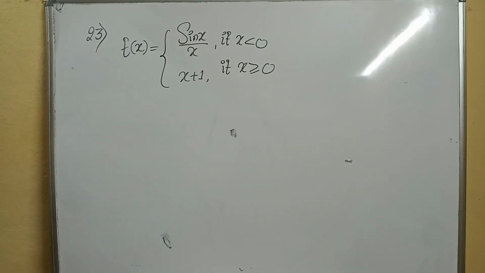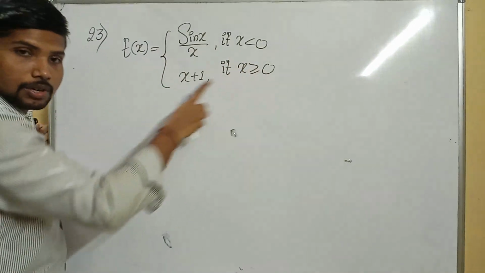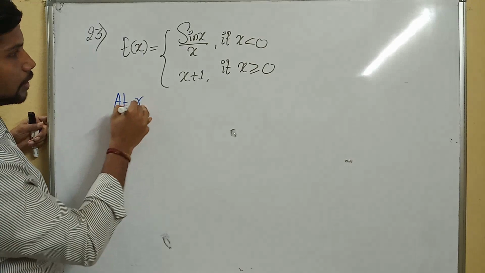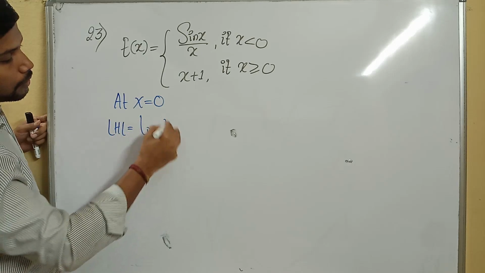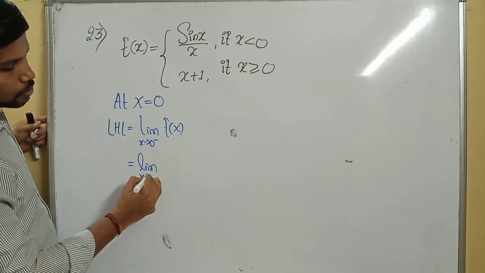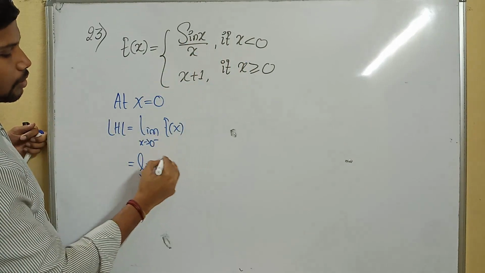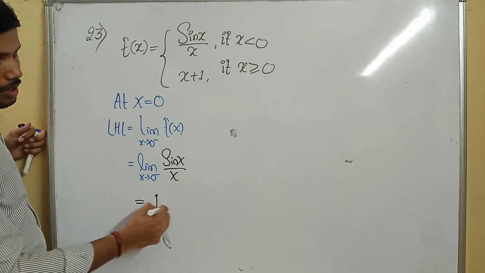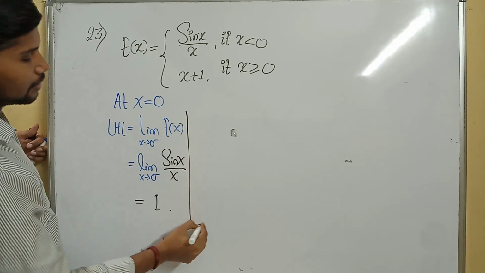Observe the next one. The function is defined for x less than 0 by one function, and for x greater than or equal to 0 by another function. That's why I need to check the continuity at x equal to 0 only. What is LHL? It is the limit of f of x as x tending to 0 minus. Is 0 minus less than 0 or greater than 0? Yes, it is less than 0. That's why I need to write sin x by x, with x tending to 0. We already learned the theorem that sin theta by theta, as theta tends to 0, has value 1. That we already learned in the derivative parts.